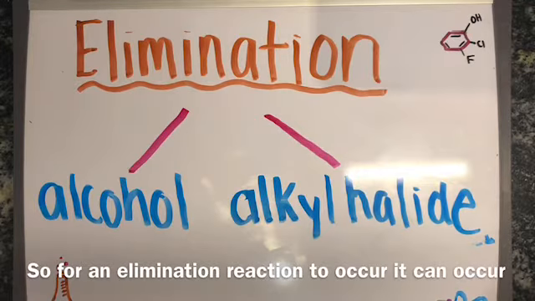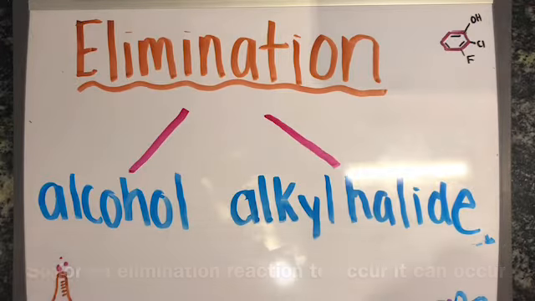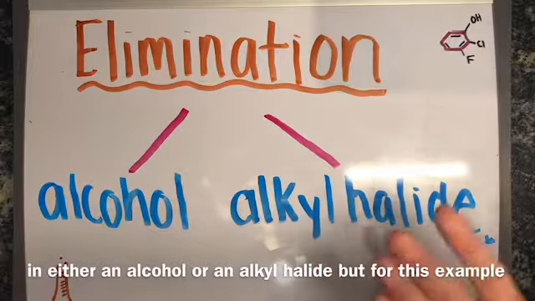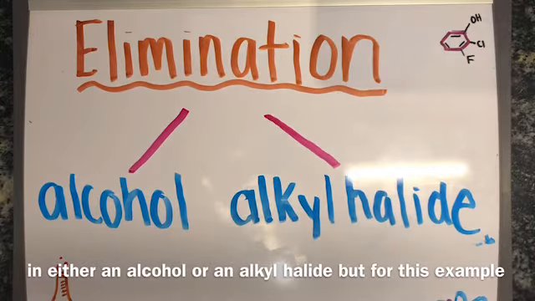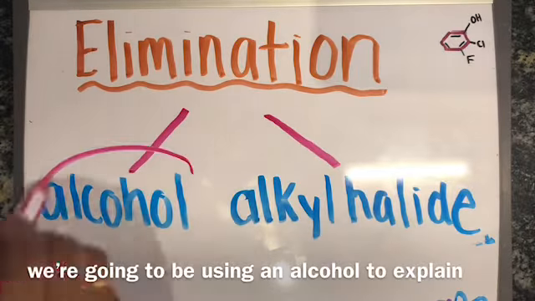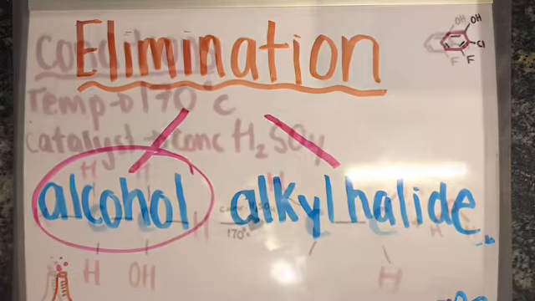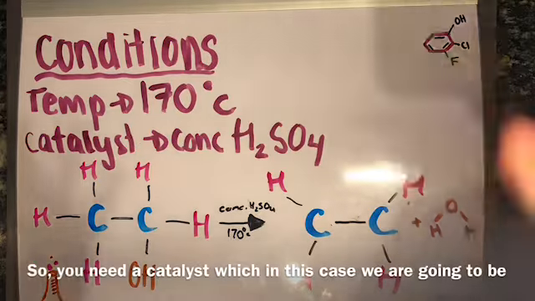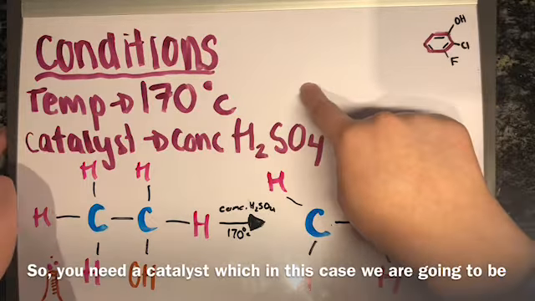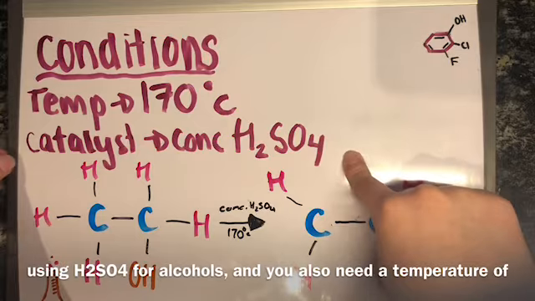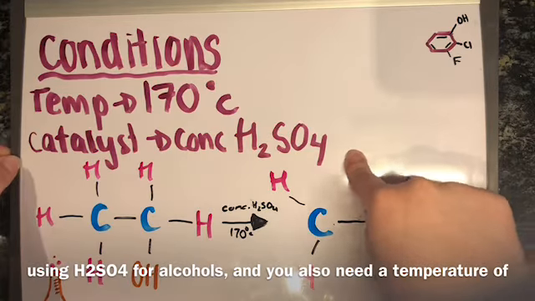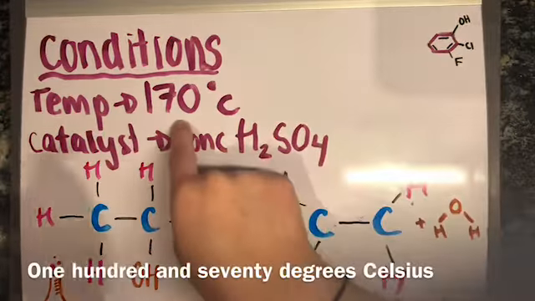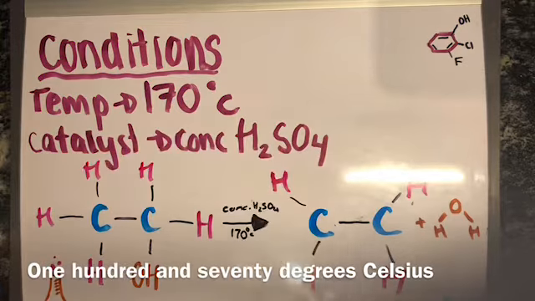So for an elimination reaction to occur, it can occur in either an alcohol or an alkyl halide. But for this example, we're going to be using an alcohol to explain. Specific conditions should be followed during the elimination reaction. So you need a catalyst, which in this case we are going to be using H2SO4 for alcohols, and you also need a temperature of 170 degrees Celsius.